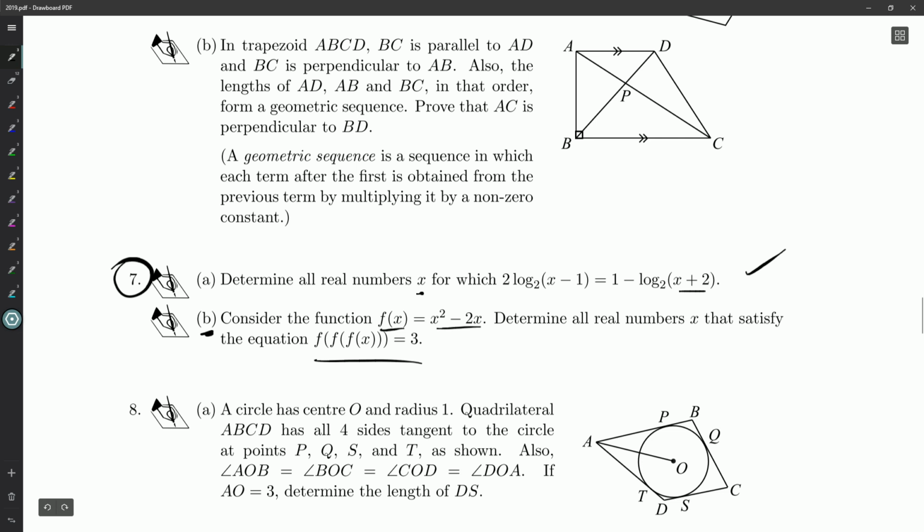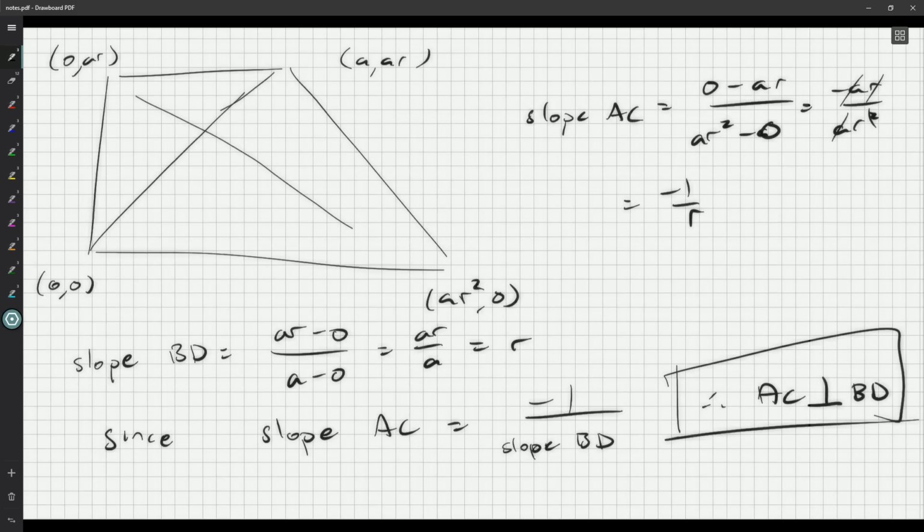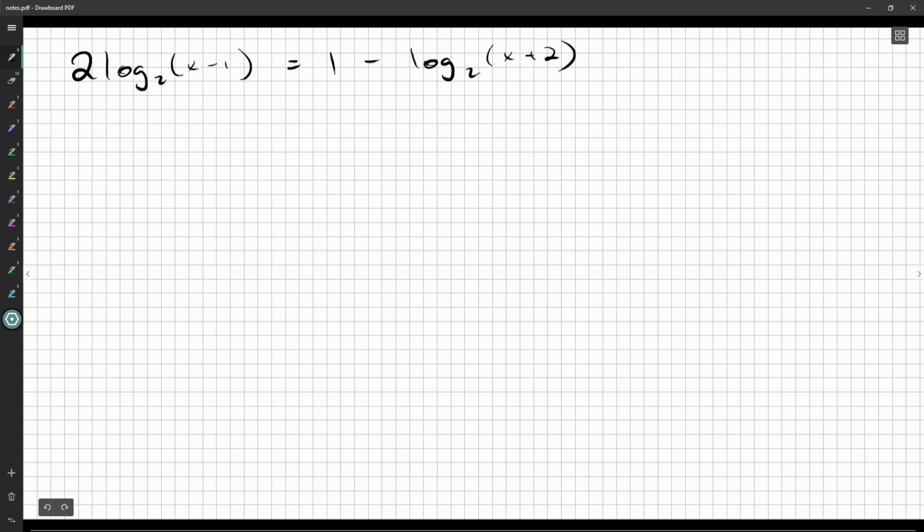Okay? And even when you don't have logarithms, when you're just given a function, there's not a whole lot that you can do with it. So as long as you stick with it, you're patient, you slowly think it out, these sorts of questions aren't as bad as they appear to be. So let's take a look at that first one. We've got 2 log base 2 of (x minus 1) is 1 minus log base 2 of (x plus 2).